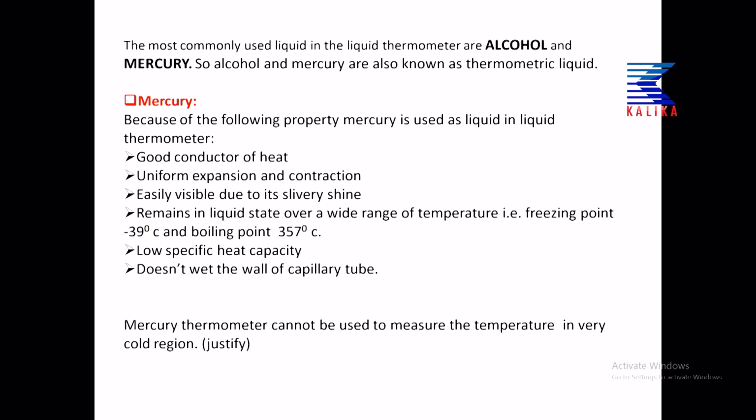So, it is not used as a low temperature thermometer, but it is used as a high temperature thermometer. Generally, 357 degrees Celsius means high temperature. It can measure up to a temperature of 357 degrees Celsius. And one major property is low specific heat capacity.